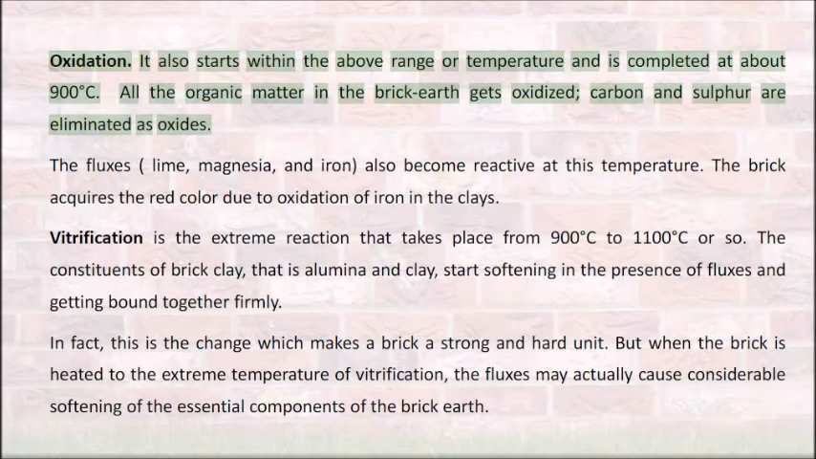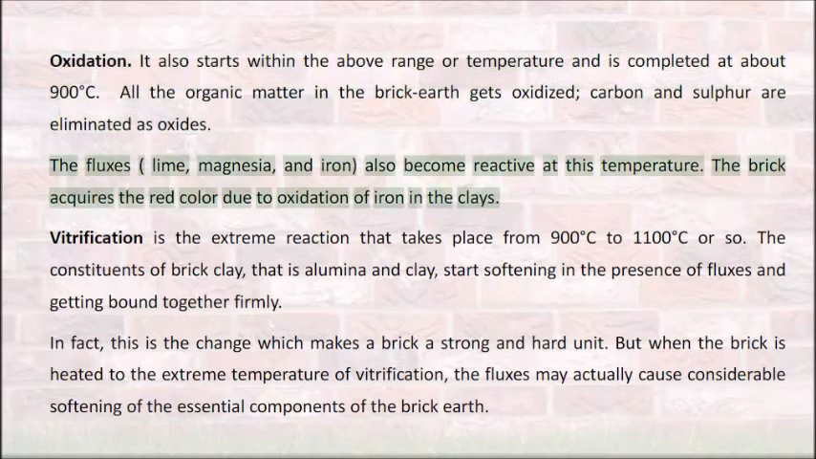Oxidation. It also starts within the above range of temperature and is completed at about 900 degrees C. All the organic matter in the brick earth gets oxidized, carbon and sulfur are eliminated as oxides. The fluxes, lime, magnesia, and iron, also become reactive at this temperature. The brick acquires the red color due to oxidation of iron in the clays.